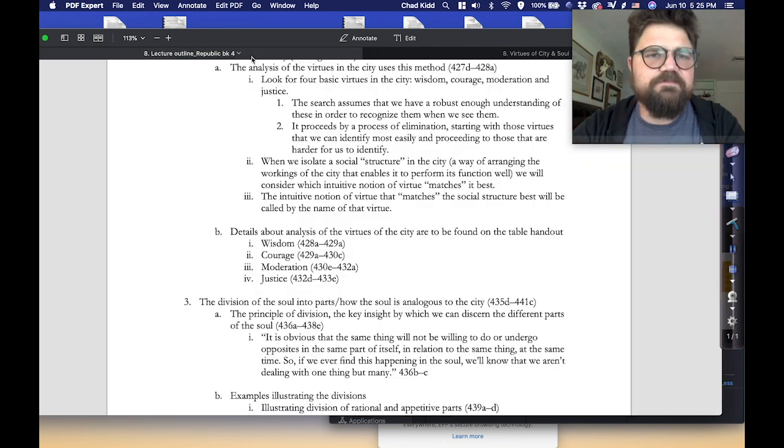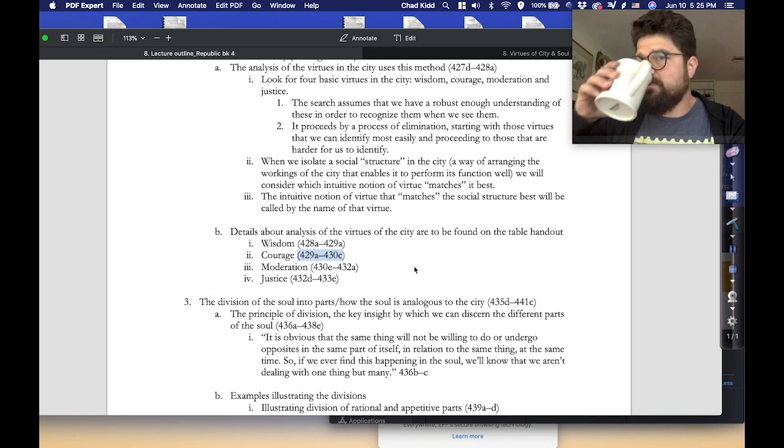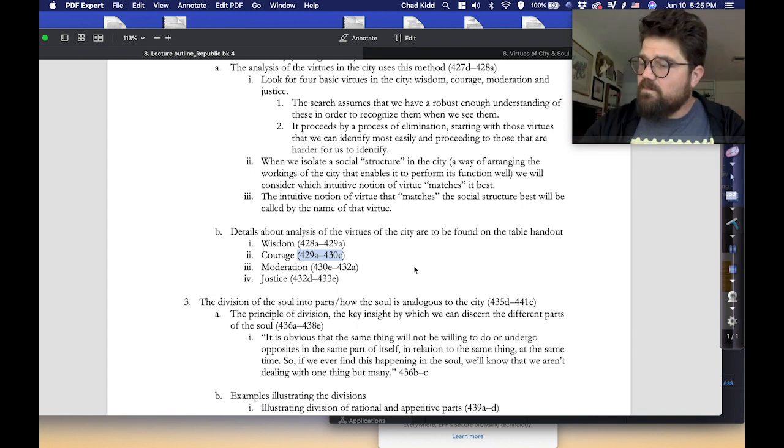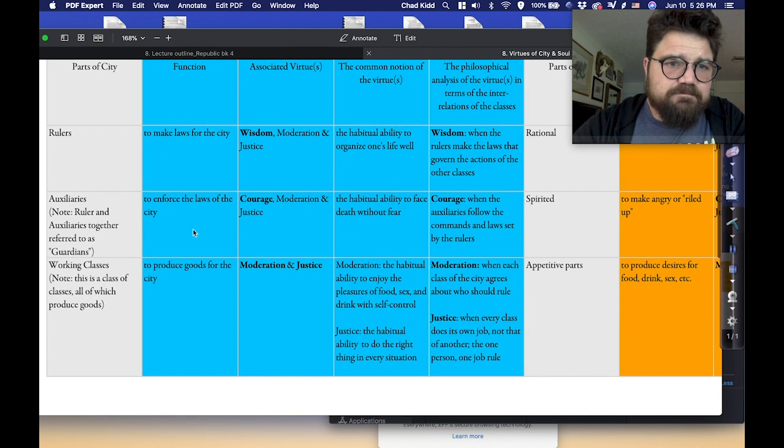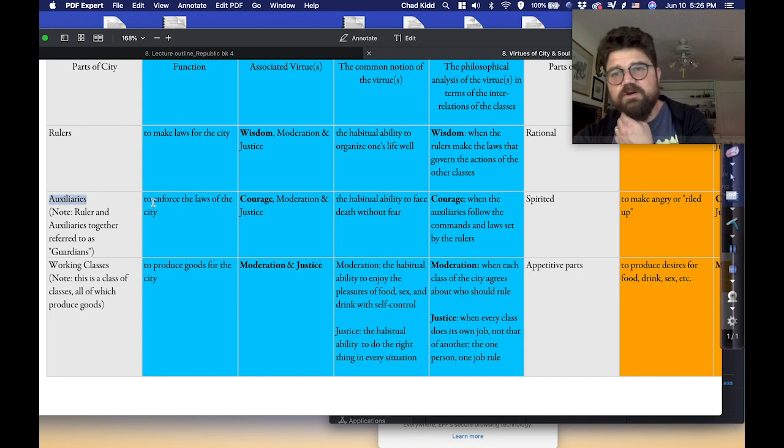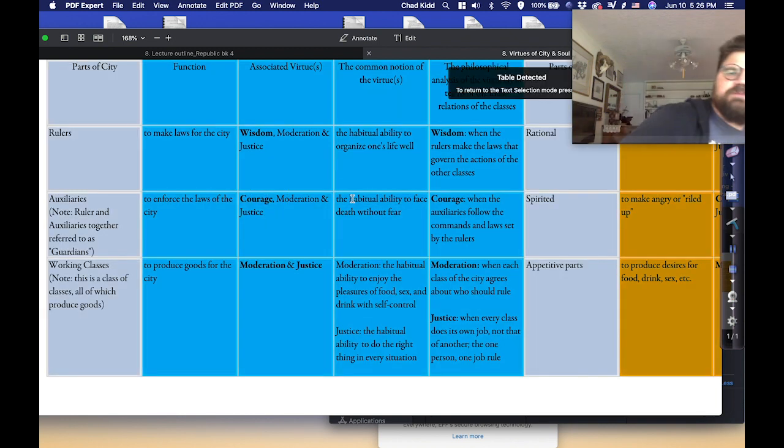Now consider courage. Courage comes up at 429a through 430c. You might pause the video to take a look at that. So courage, he says, is most closely associated with the auxiliaries, right? So whatever courage is, he's arguing in this part of the text, it has something to do with what the auxiliaries do. Remember, the auxiliaries' function is to enforce the laws of the city, and courage is the associated virtue with this.